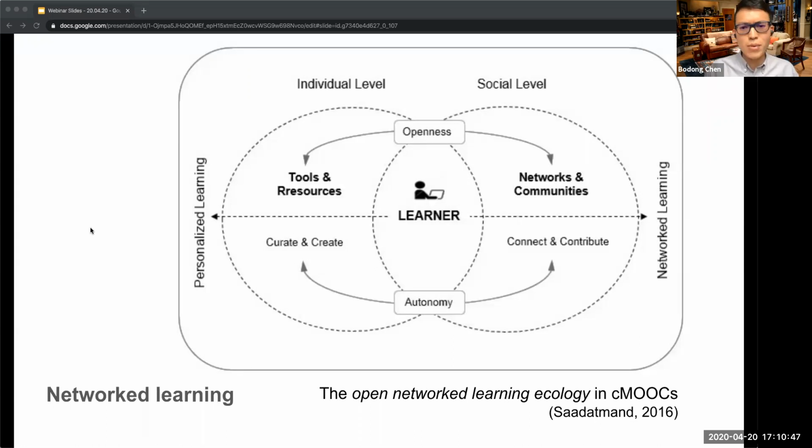So here is one way to think about how we use this learning framework to design a learning experience based on this framework where networks are important.